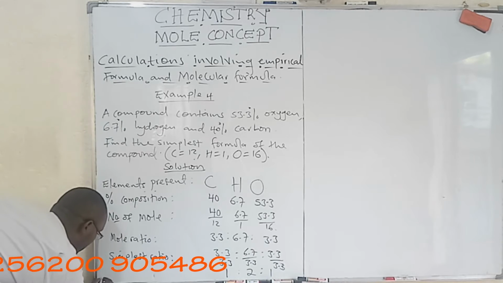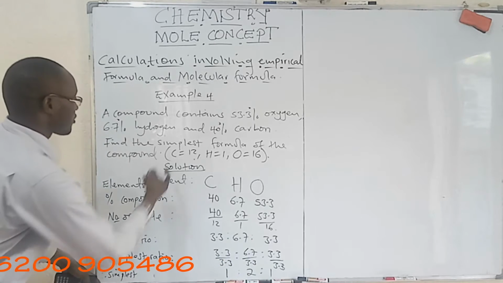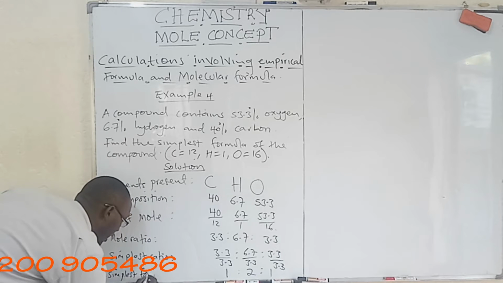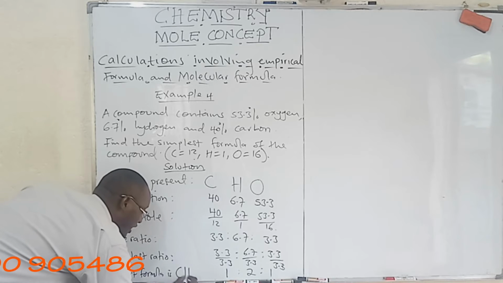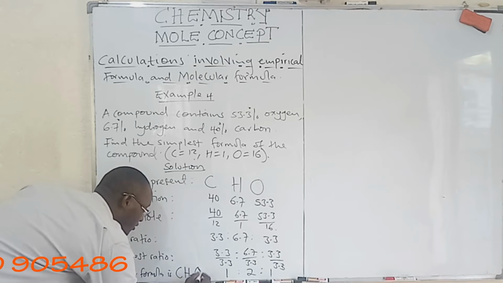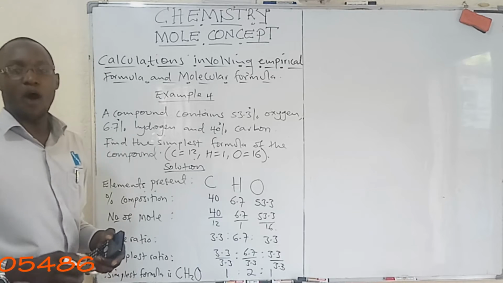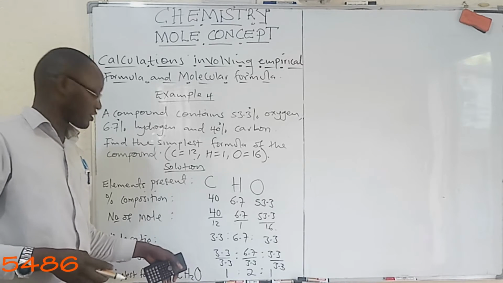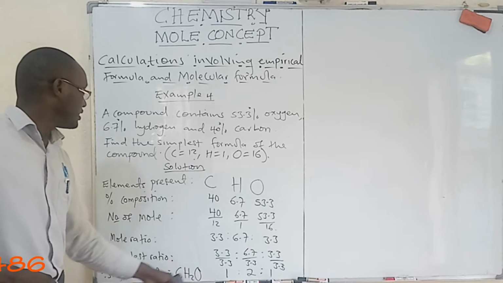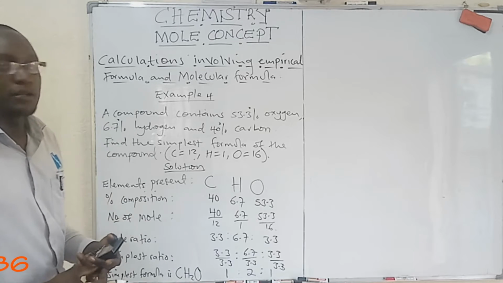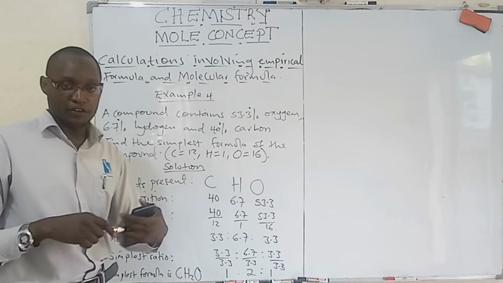So we can talk about the empirical formula, or the simplest formula. Therefore the simplest formula is CH2O. Hydrogen is 2, carbon is 1, oxygen is 1. So those are the numbers of the different atoms. But these are not the actual ones. The actual ones can be got from the molecular formula.